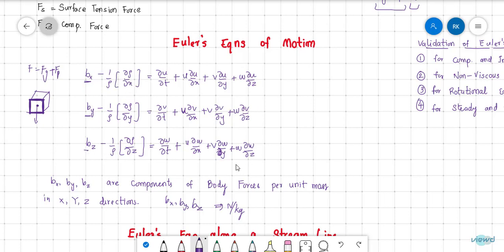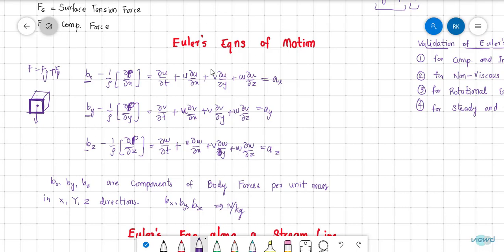So these are the equations that are given by Euler. Sorry, here it is dp by dx, I wrote d rho by d. So Bx minus 1 by rho dou p by dou x. This dou p by dou x is the pressure gradient in the direction of x, which is equal to dou u by dou t plus u into dou u by dou x plus v into dou u by dou y plus w into dou u by dou z. If you see, this right hand side of the equation is equal to acceleration. So acceleration in x, acceleration in y, and acceleration in z direction.